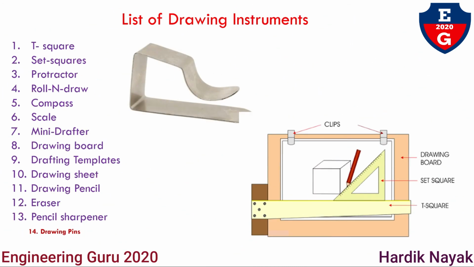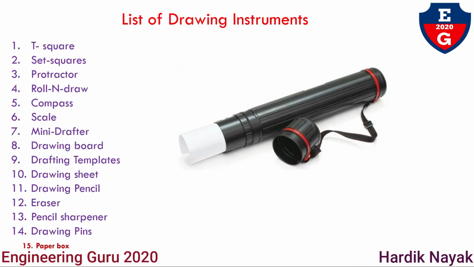Next, drawing pins are fixed on the drawing board by means of a clip or adhesive tape. Steel pins with brass tops are available in the market. In this figure, you can see this is a clip. Then finally, that is the paper box. It is a fiber molded paper carrying box. The drawing sheet of A1 and A2 size can be carried by folding and creasing.